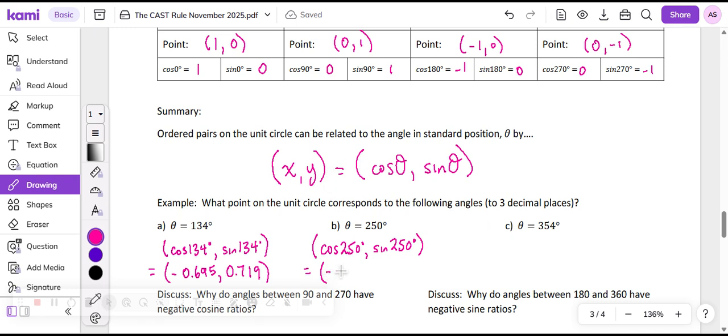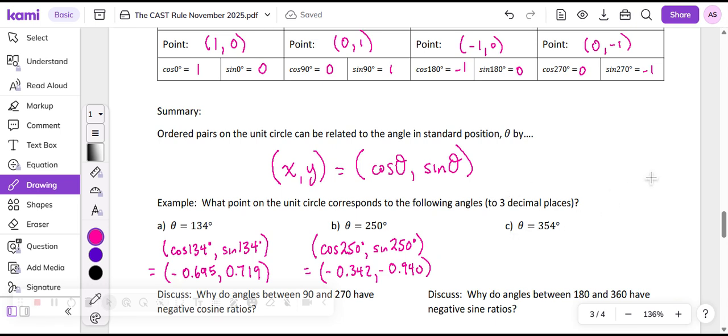Cosine 250, negative 0.342. The sine of 250, also negative 0.940. Exactly like it should be. Because in this quadrant, the x values are negative, the y values are negative. That means the cosine and sine of 250 both negative as well.